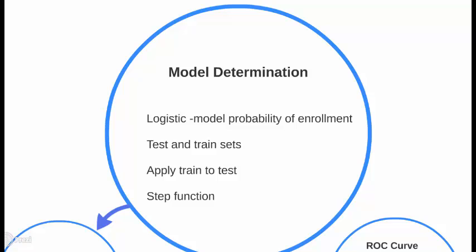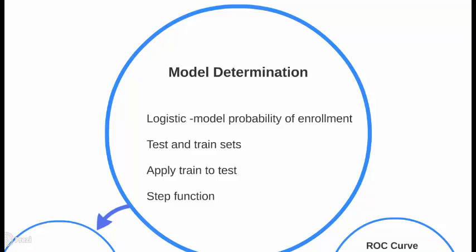We then split our data into a test and a train set. The test set represented 20% of our data, and the train set represented 80%. The train set will be used to create our model, and then that model will be used and compared against our test set, which will tell us the accuracy of our model.